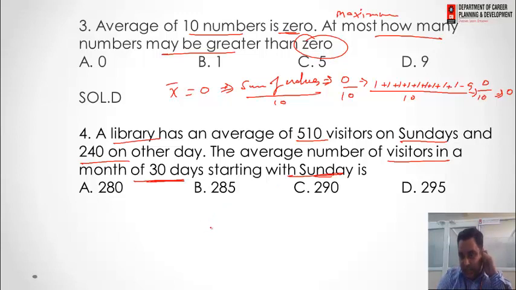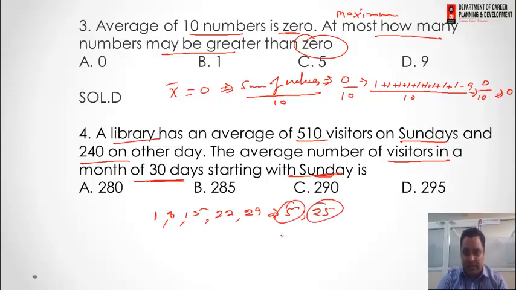If the first day of the month is Sunday, then the next Sunday we have is on the 8th, followed by the 15th, then the 22nd, and last the 29th. It means in this month we have 5 Sundays and the rest of the days, 25 days, are other days. So 5 Sundays and 25 other days.